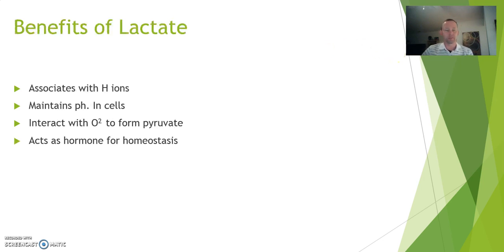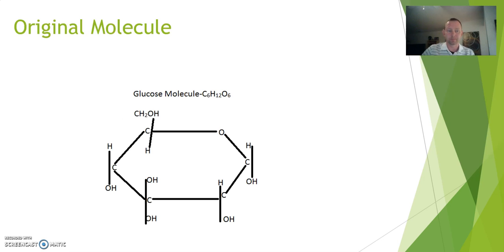There are several benefits of lactate. Lactate has the ability to associate with hydrogen ions. Therefore, it has the ability to maintain pH within the cells. Once it interacts with oxygen, it is able to return to the state of pyruvate, which we'll get to how it left being pyruvate in a few moments. And then it also acts as a hormonal control to maintain homeostasis within the body.